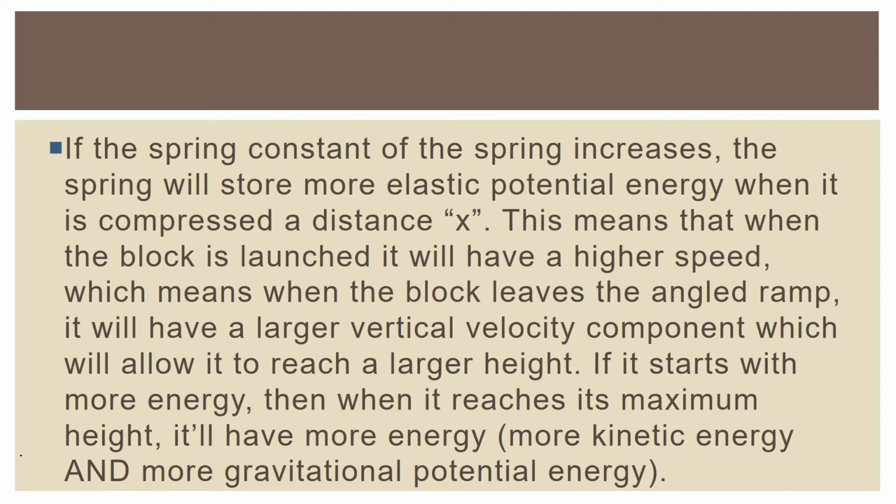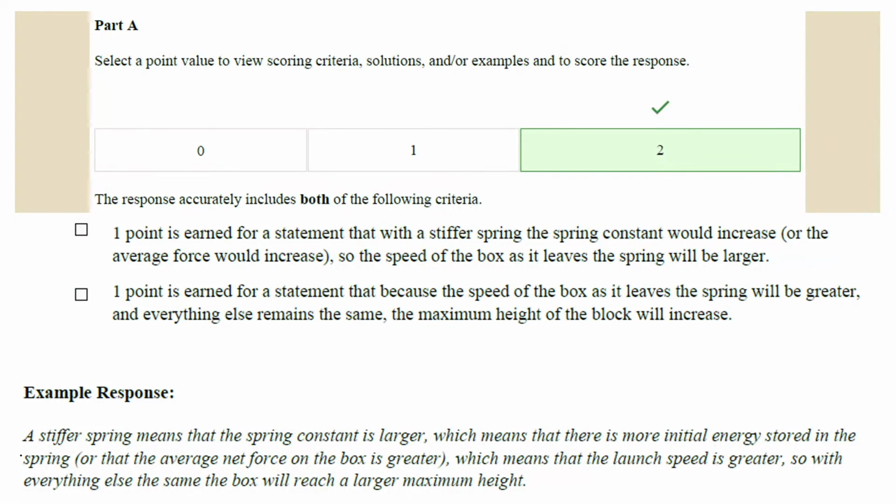All right, so looking at the scoring guide here, this part was worth 2 points. The first point was for a statement that with the stiffer spring, the spring constant would increase, or the average force would increase, so the speed of the box as it leaves will be larger. Now, notice here, they talked about the force increasing. I think it makes sense to talk about energy, and saying more energy means more energy, whatever, but that's the basic idea. The second point is for a statement that because the speed of the box as it leaves the spring will be greater, the maximum height of the block will increase.